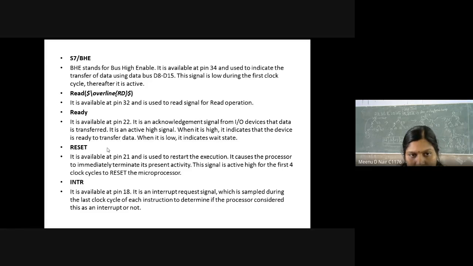Then reset signal means after the execution, you have to reset the microprocessor. Again, you have to start a new instruction. Okay, so that is the reset signal. INTR is nothing but an interrupt request signal. If some other device wants to interrupt the microprocessor, it states that I want to transfer the data. One external device is telling your system that I want to transfer the data, right? That is INTR.